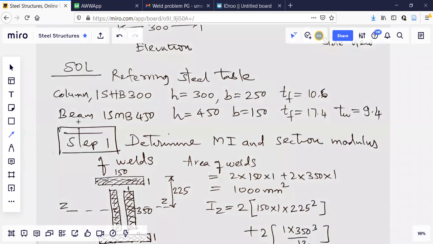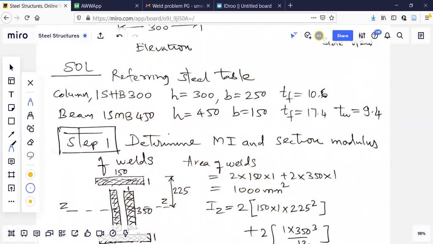Okay. For example, see here. This is the column section; details are here. The depth of the column section is 300, width is 250. Flange width is 250. Flange thickness is 10.6 mm. All these are in millimeters. So web thickness is not relevant. You will come to know that whatever is relevant for solving this problem, those geometrical properties are given here.